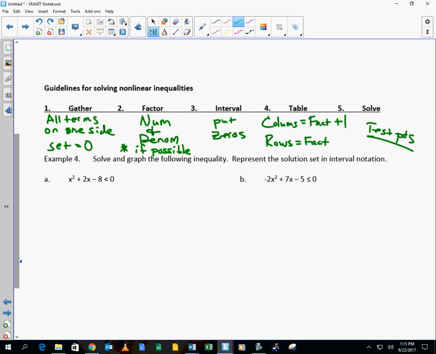I would never expect that if a student got to the test and they saw x squared plus 2x minus 8, that they would solve it like I'm going to do now. I would expect you to do it like we did yesterday. I just want to show you an easier example, okay? So if I follow this testing table method, here's what I do. Gather all the terms on one side. Check. Factor. Check. Make an interval and put your zeros on it.